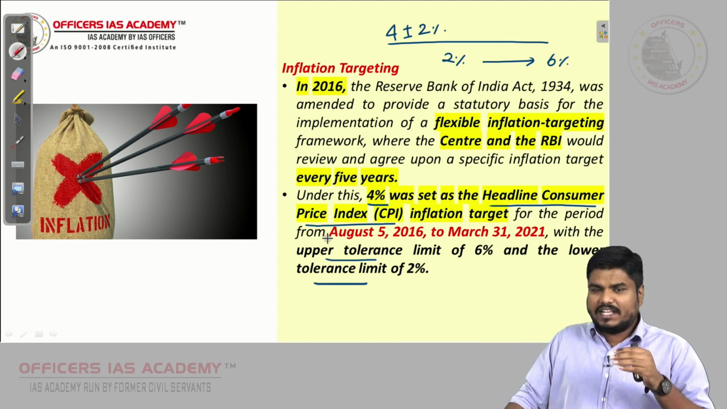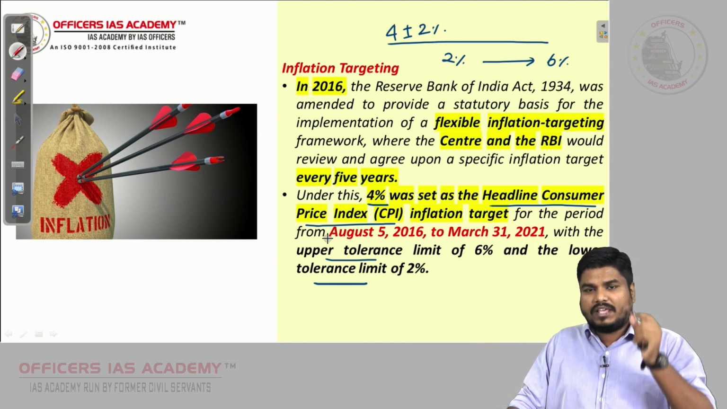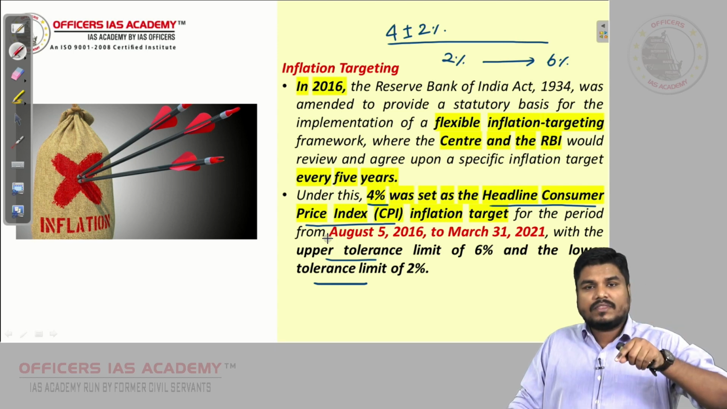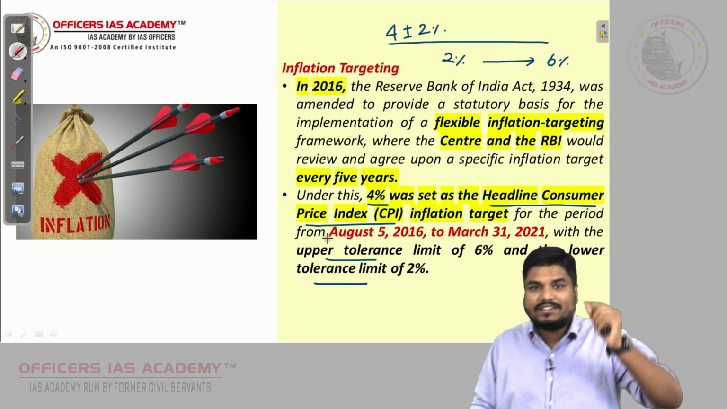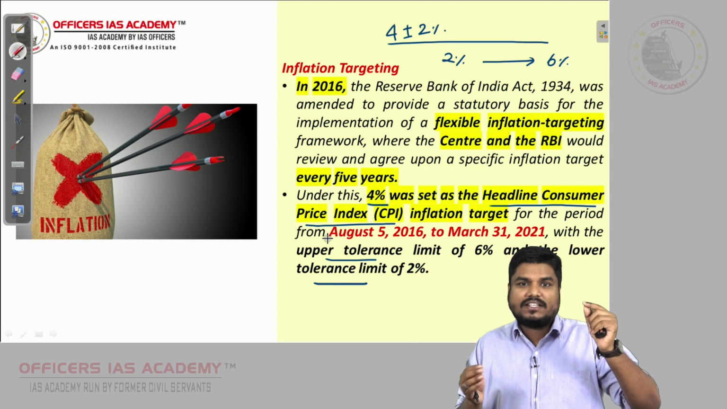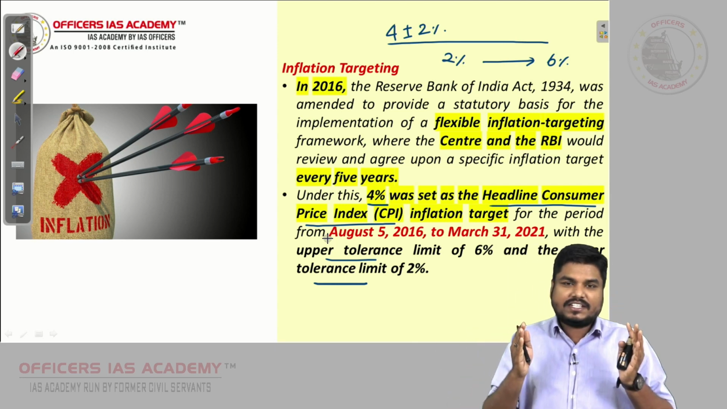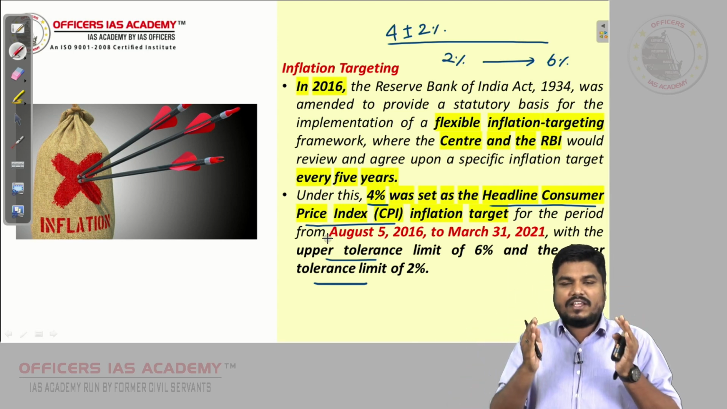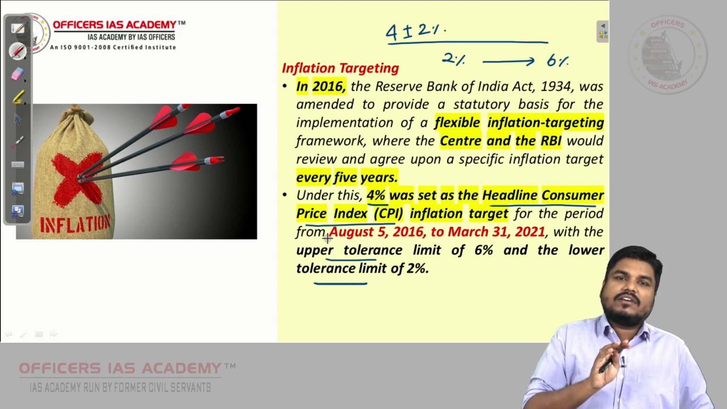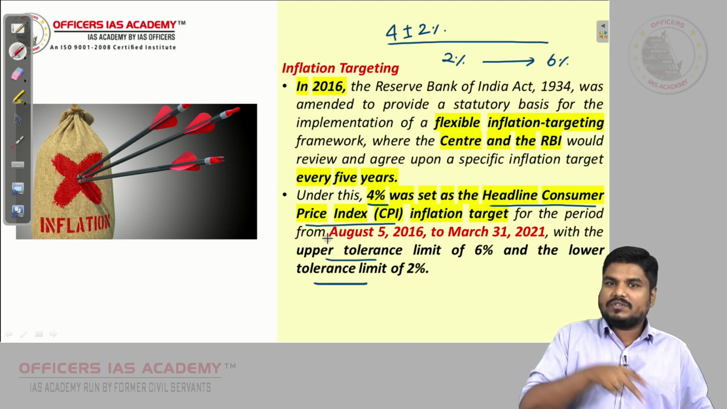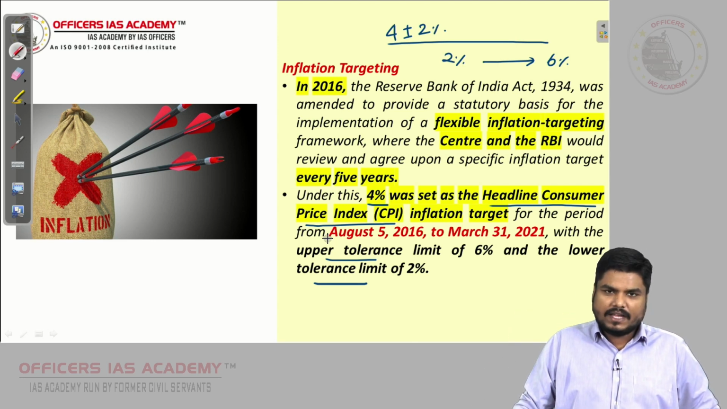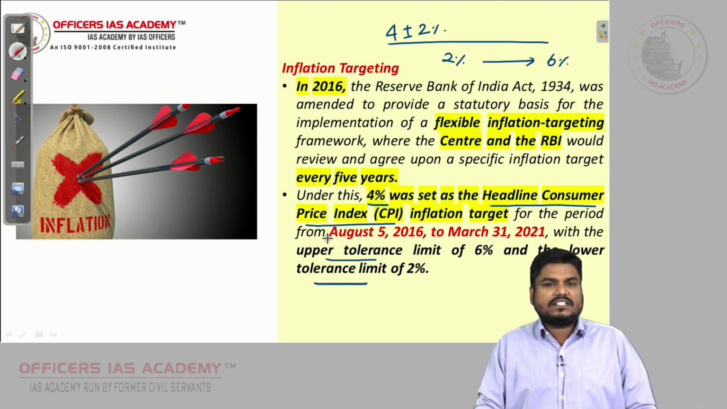The Monetary Policy Committee of RBI will be targeting, and they will change the policy rates, they will change the repo rates in such a way that inflation is placed between 4 plus or minus 2%, between 2% to 6%, right. So, this is what inflation targeting is all about.